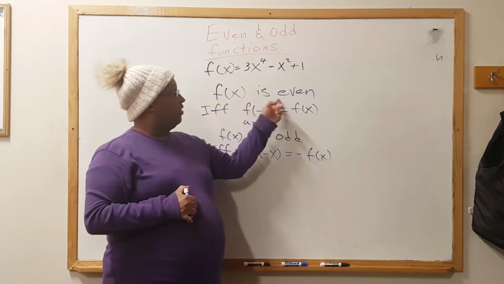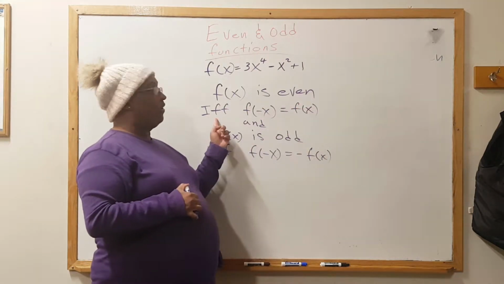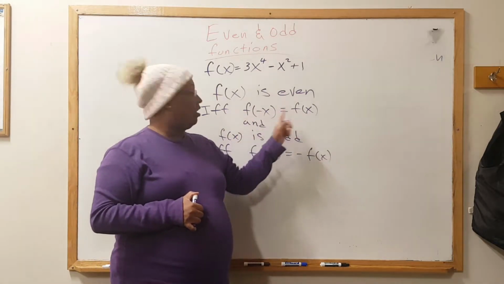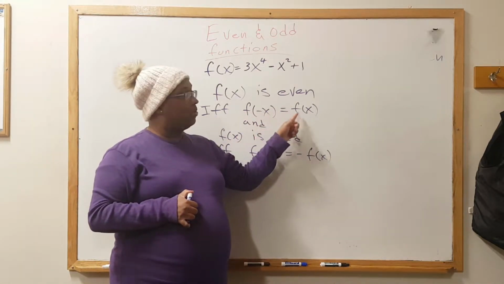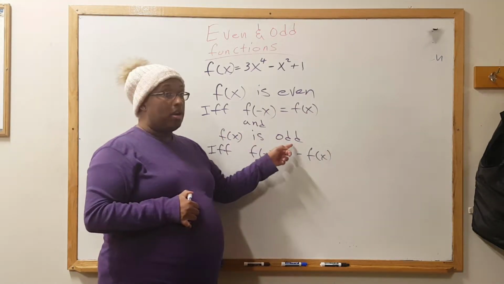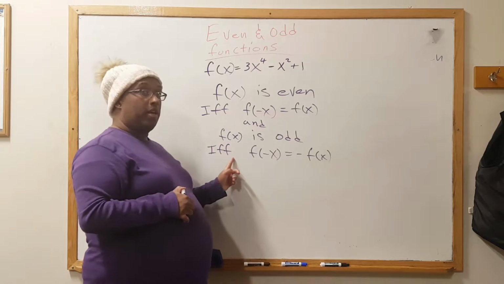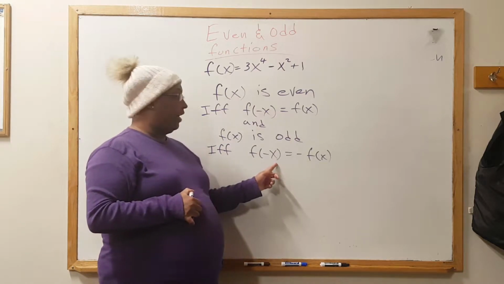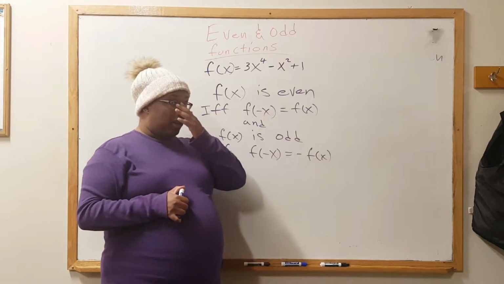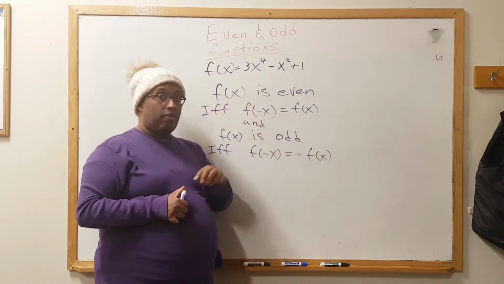f of x is an even function if and only if f of negative x is equal to f of x. And f of x is an odd function if and only if f of negative x is equal to negative f of x. So let's plug in negative x.